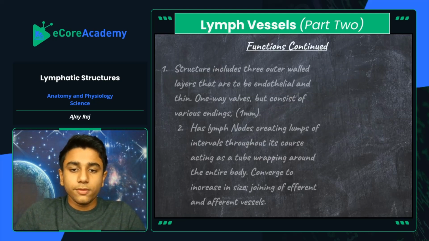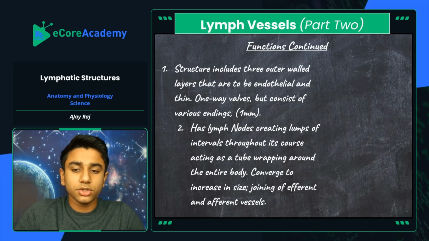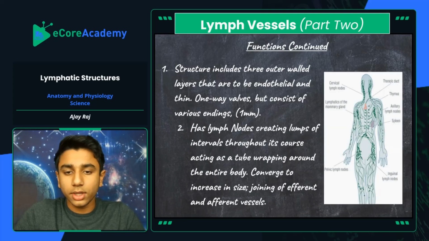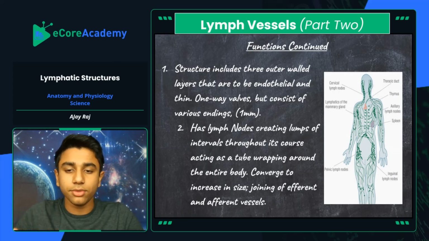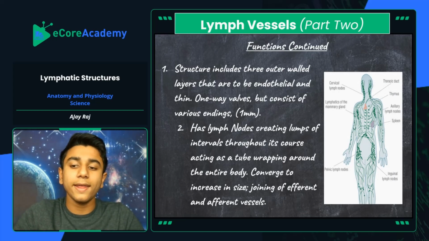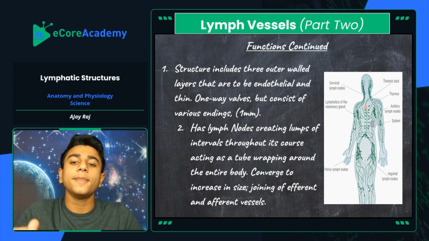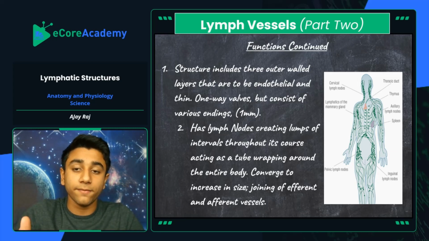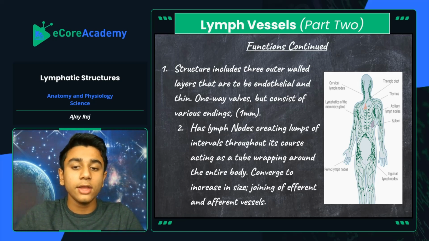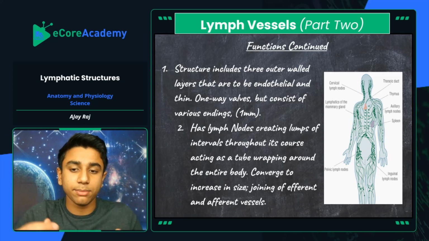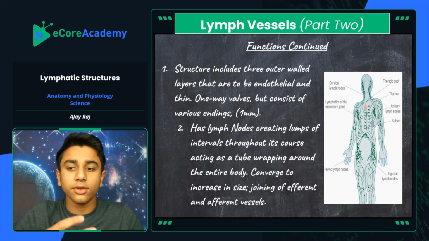Lymph vessels, part 2, functions continued. So the structure includes 3 outer wall layers that are endothelial and thin. So lymph vessels have 3 endothelial layers that give them that extra coating and that extra protection. And if we just think about this, guys, these items are very, very small. They only have one epithelial cell layer, which is basically your interior layer, your soft layer, that has a membrane that allows anything to seep through. These are just protective layers that are on the outside.